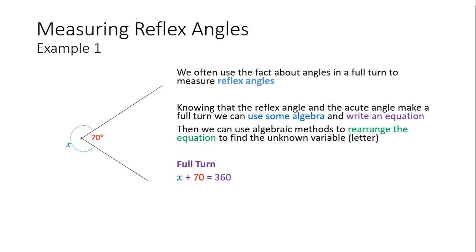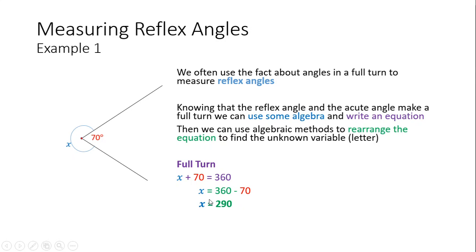Now I can use my algebraic methods to rearrange this equation to find out what the unknown variable is. That's to find out what x, my reflex angle, is. So I want to get the x by itself, which means I'm going to need to get rid of this 70. I'll send it over to the other side. Here I'm adding, so to get rid of it, I'll subtract it. So I'll have x equals 360 minus the 70.